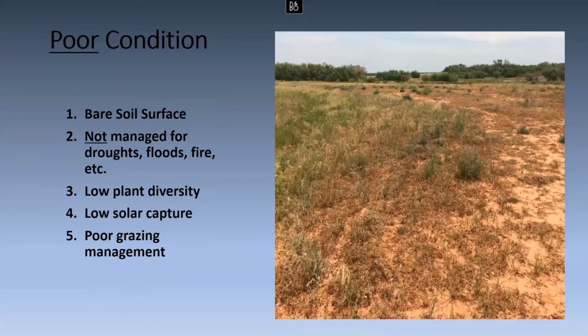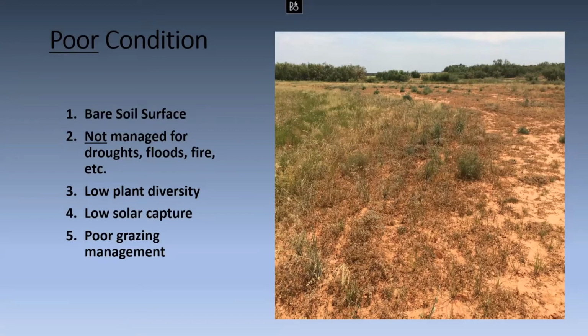Compared to this picture I took in, I believe it was Haskell County. Bare soil, okay, so this is in poor condition. It wasn't managed for droughts. In other words, that guy ran the same number of cattle in his pasture regardless of whether it was a good growing season or bad growing season, okay? He would just put out a little more protein or put out hay to keep his cattle in somewhat decent condition, but really the plants were suffering here.